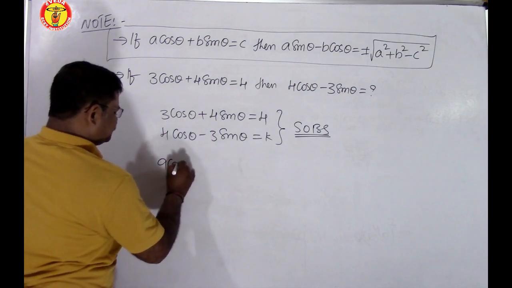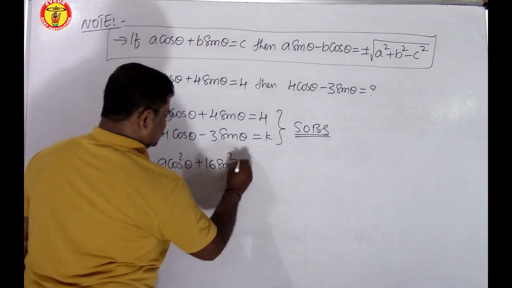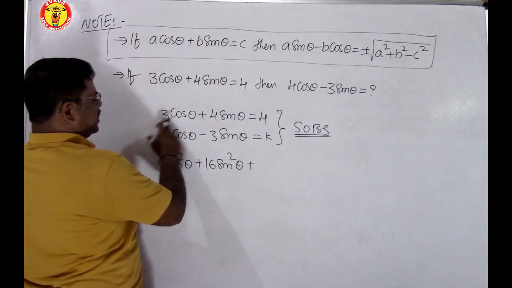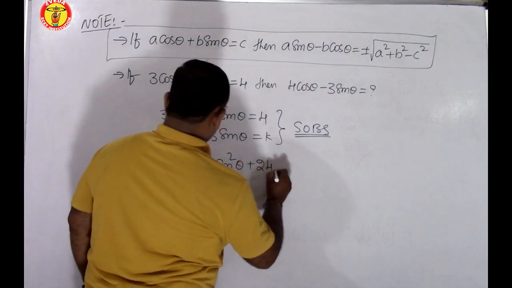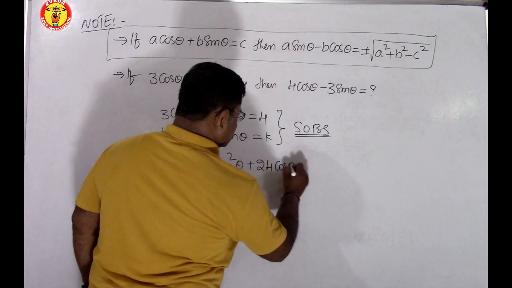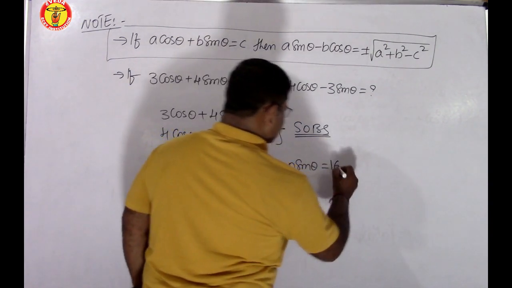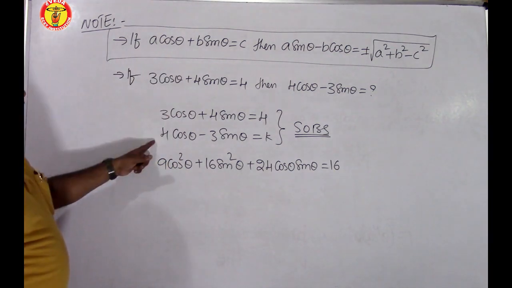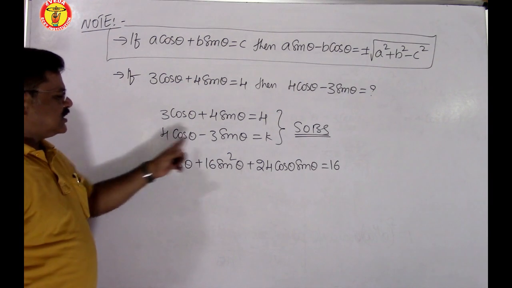A square plus b square plus 3 4 12, 2 into 12, 24, cos theta sin theta, which is equal to, what is 4 square? 4 square is 16. Now, even this one also we have to square it on both sides. It resembles like a minus b whole square.